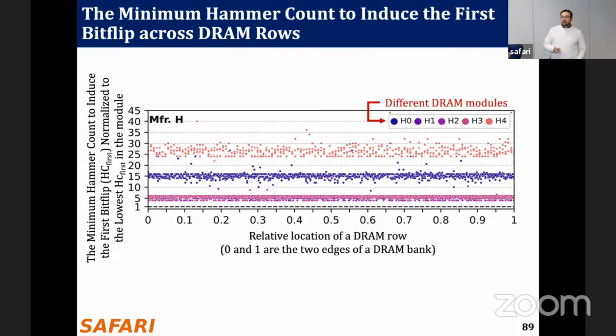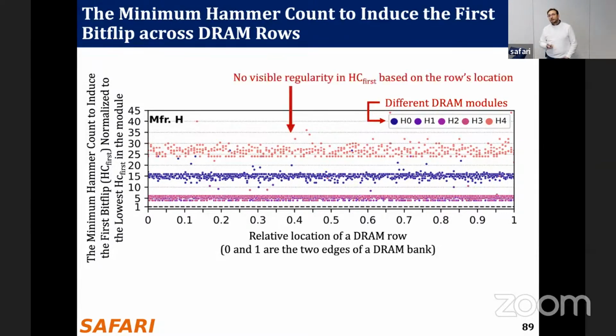And again, different colors correspond to different modules here. And I guess, as you can see, there is no visible regularity, at least to my eyes, in HC first based on the row's location. So there are no clear patterns. There are some rows accumulated at some levels, and the variation among them seems quite irregular.